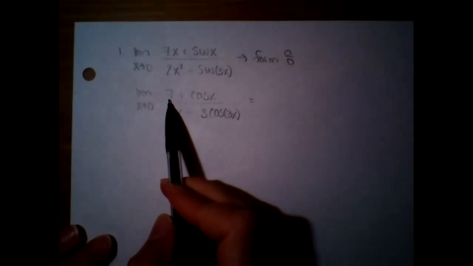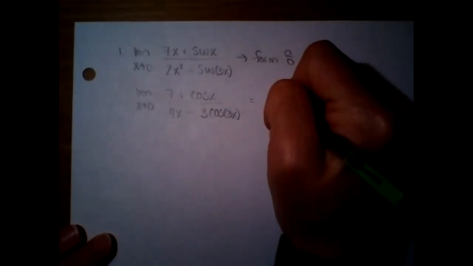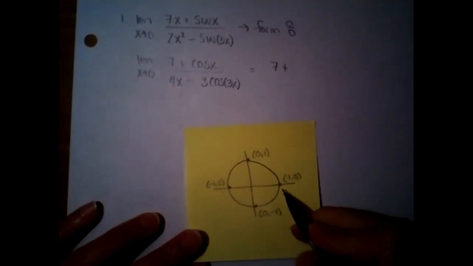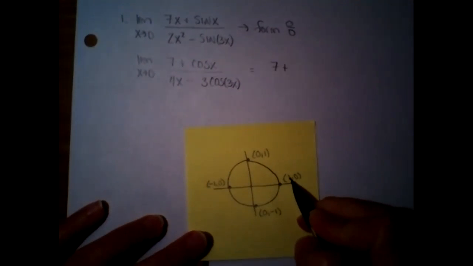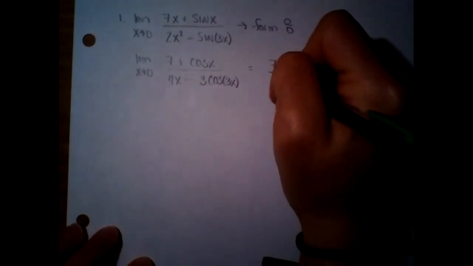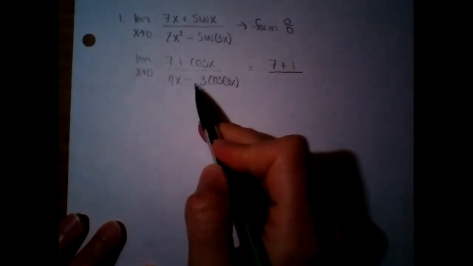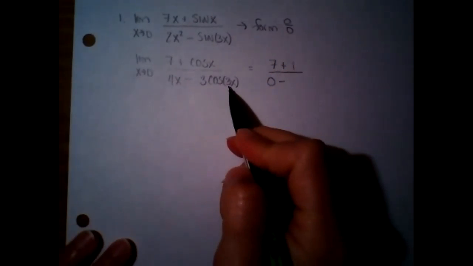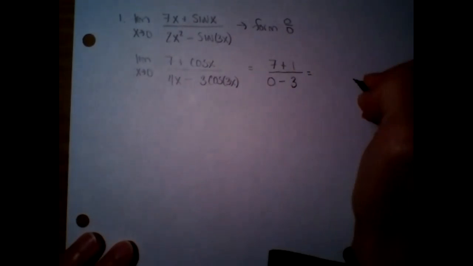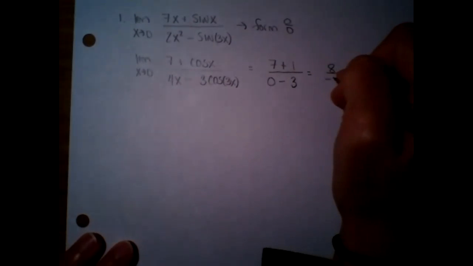So we did the derivatives, and now we're going to plug in 0 and see what we get. So in the numerator, 7 plus cosine of 0. Let me pull out my unit circle here. Here is 0 pi. Cosine is the x part of that, so that would be 1. So cosine of 0 is 1. And then down here, we're going to have 0 minus cosine of 0, which is 1, times 3, which would be 3. And so that would be 8 over negative 3.